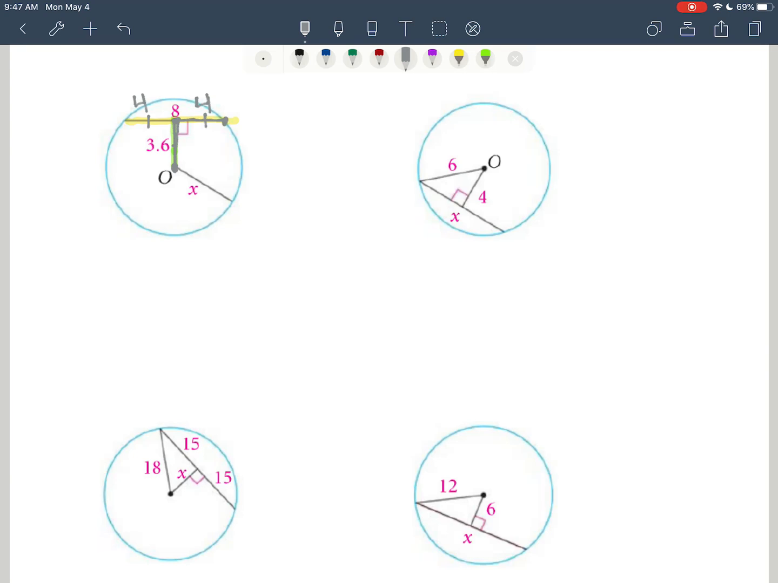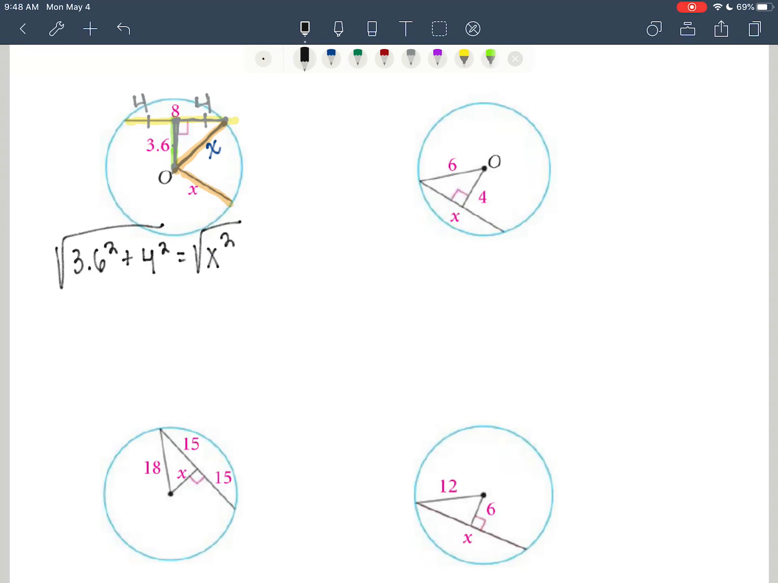And then I have this leg of a right triangle, and I have this radius of a right triangle. And the radius is also called x, because all radii in a circle are the same length. So I have a right triangle, and I'm going to use Pythagorean theorem. 3.6 squared plus 4 squared equals x squared.